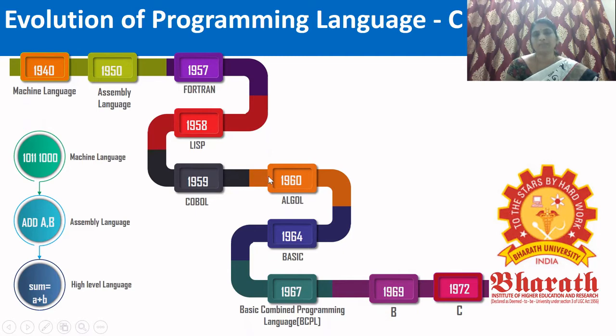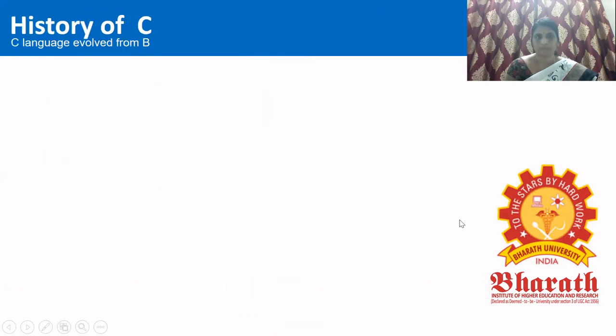After 1960, the algorithmic approach came into existence. The first language under that is ALGOL. Then in 1964, BASIC was evolved, and in 1967, Basic Combined Programming Language, which forms the basis for the B language in 1969, and then in 1972, we had the C language.